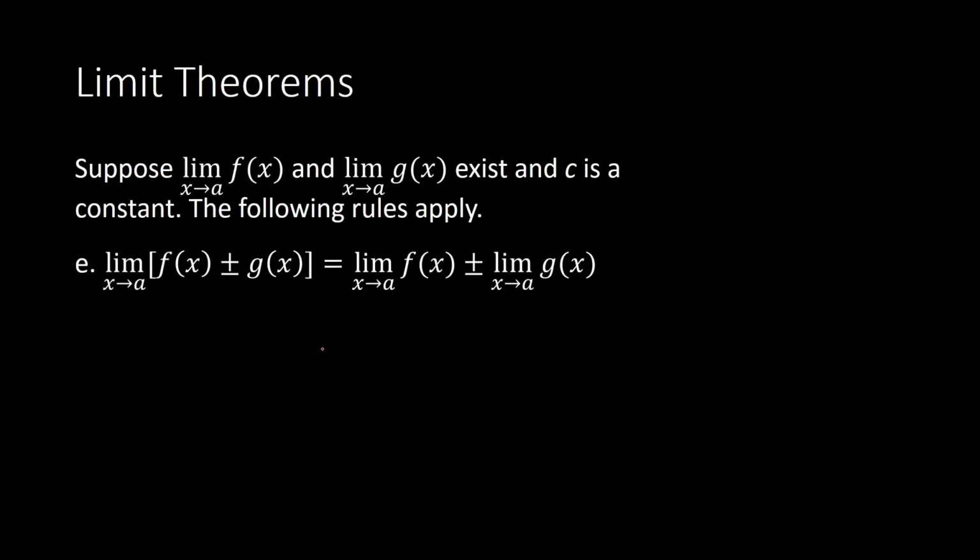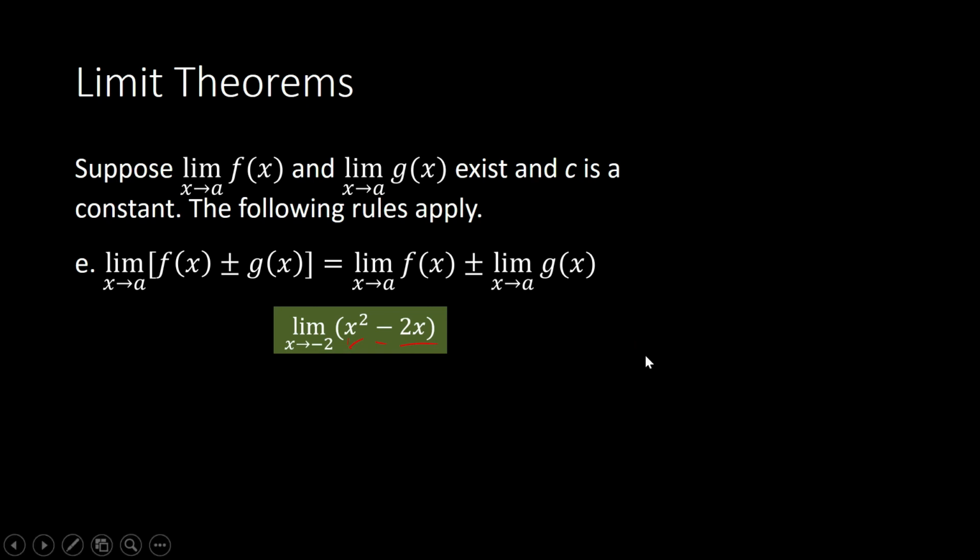The limit of f of x plus or minus g of x as x approaches a is equal to the sum or difference of the limits of our functions. And you know what? This is telling you something, and you will know what this theorem is all about. When we have a function such as this, this is our f of x, this is our operation, and this is our g of x, all we have to do is to find the limits of those terms or of those functions.